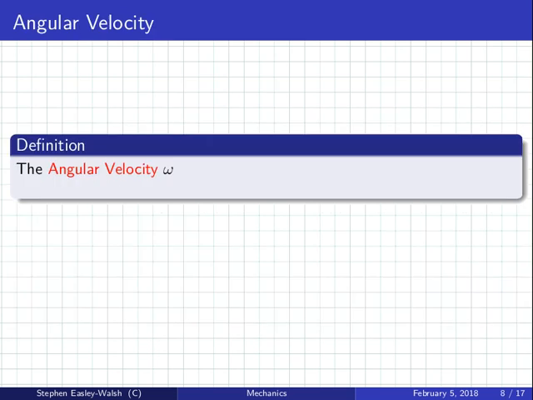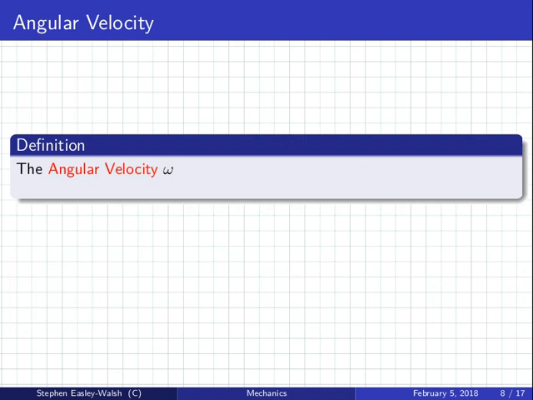Now, some more definitions. There's a lot to do in this lesson. Angular velocity. Has anybody heard of this term before? I have, but I don't know. You couldn't explain it? Yeah, all of these terms are just familiar.